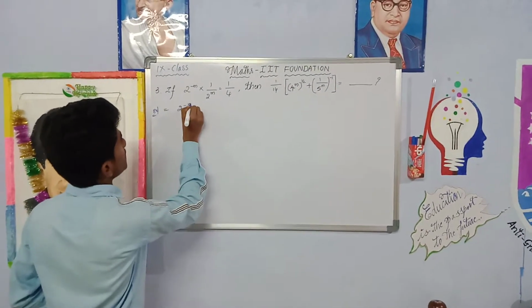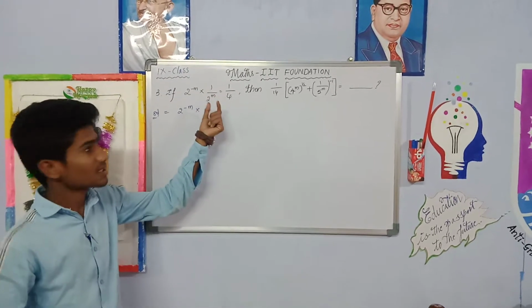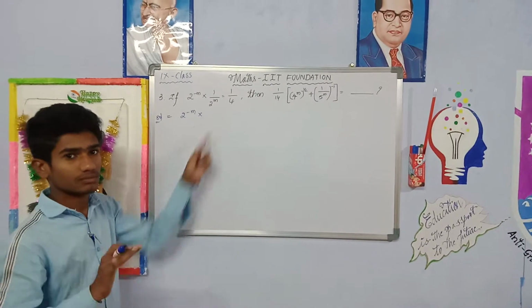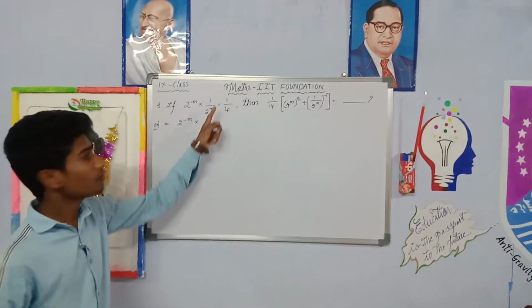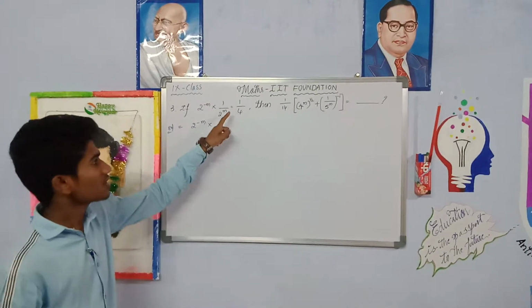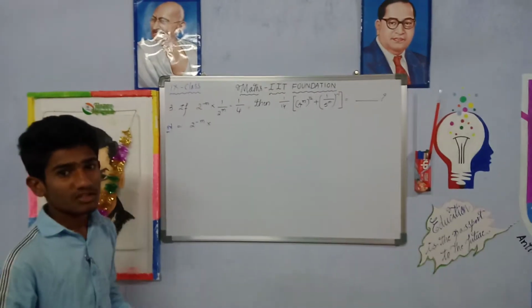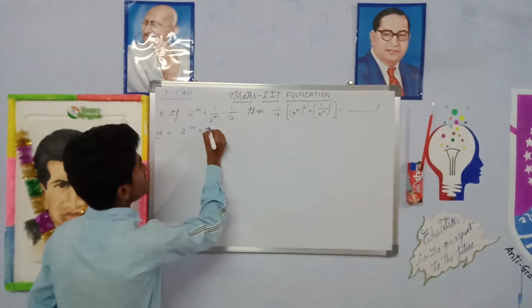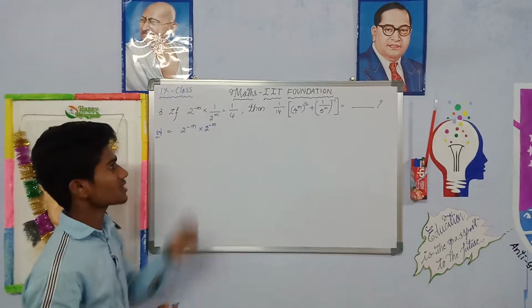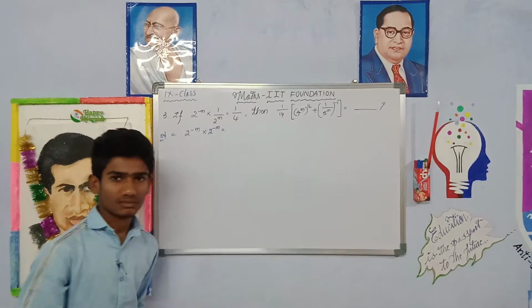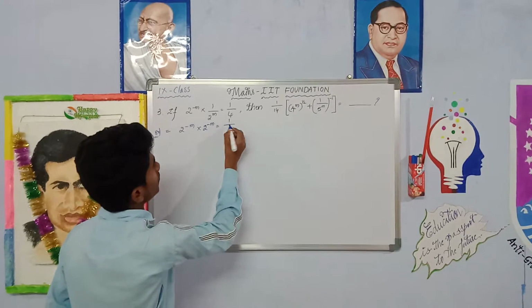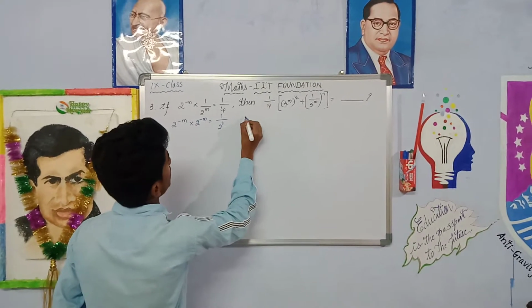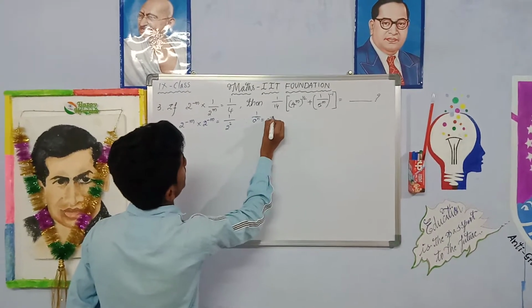So 2 power minus m into 1 by 2 power m is equal to 1 by 4. Here it is in the law of 1 by a power m. In the denominator the power is positive, so when we take this 2 power m to the numerator, the sign of the power will change. So we can write 2 power minus m. And 1 by 4 can be written as 1 by 2 square. Here we have used the law 1 by a power n is equal to a power minus n.